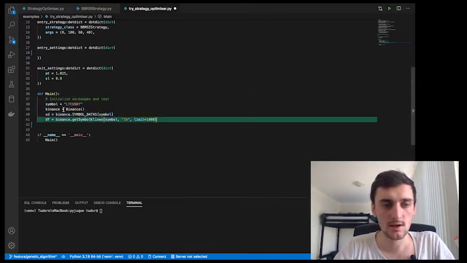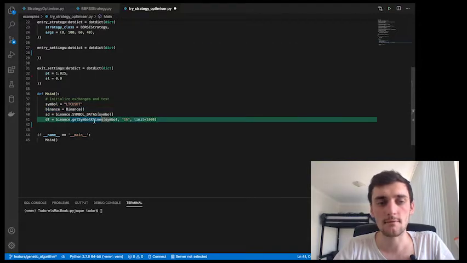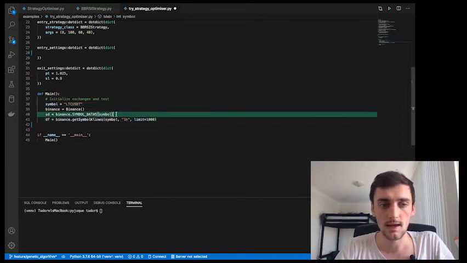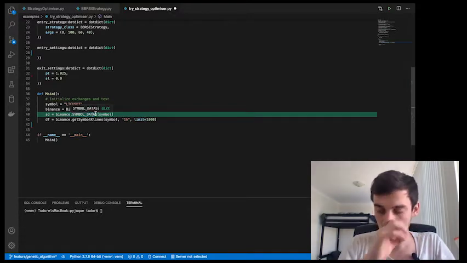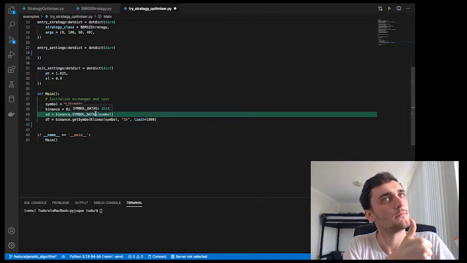This code right here initializes our exchange, our Binance, and gets the market data for Litecoin USDT, the last 1,000 candlesticks on the 1 hour interval. So it gets the last 1,000 hours of market data for this symbol, and as the symbol data, Binance holds an object for every pair that they trade, and in that object they specify things like what's the minimum amount of that pair that you can trade, and what are the steps that you can trade.